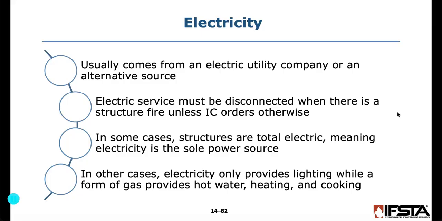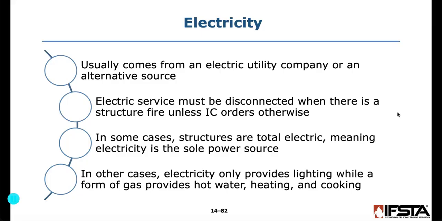Electric service must be disconnected when there's a structure fire unless the IC otherwise orders. So somebody's going to be sent to the panel to secure the electrical. You're going to be given the assignment. You're going to let them know that you understand the assignment, and then you're going to let them know when the assignment is complete. In some cases, structures are total electric, meaning electricity is the sole power source.